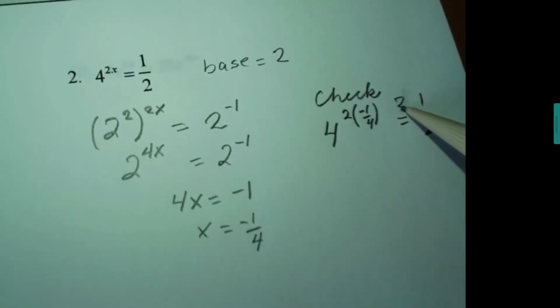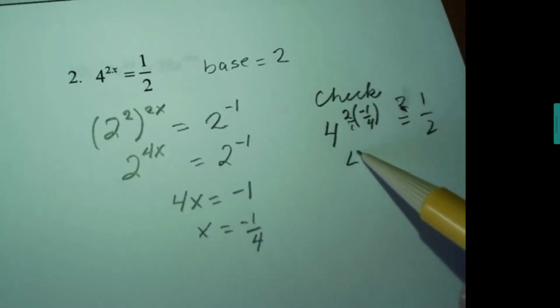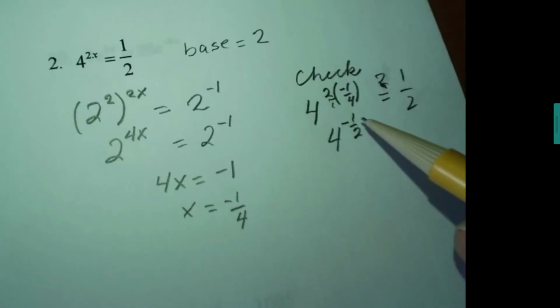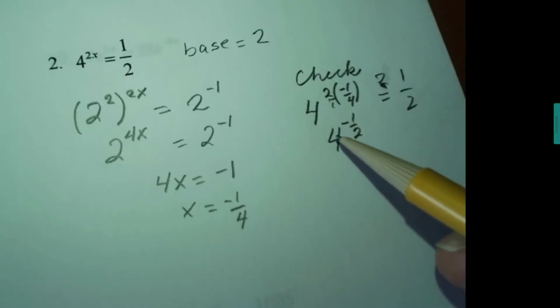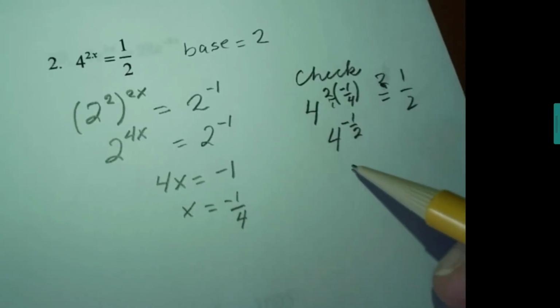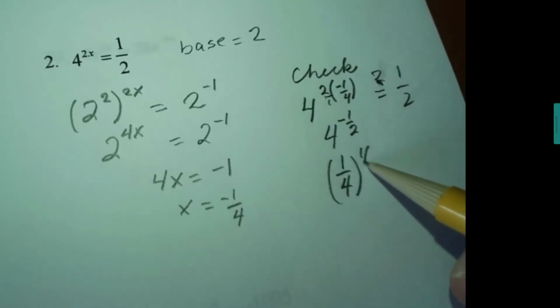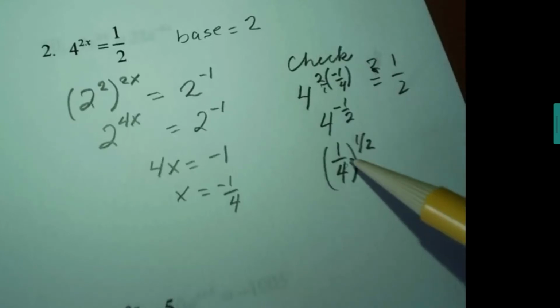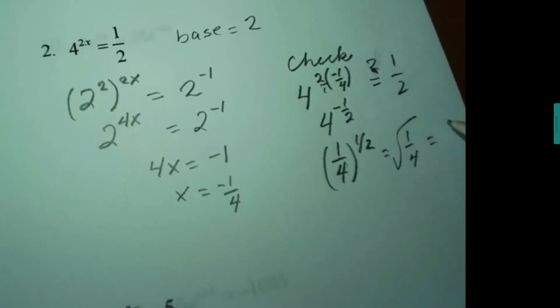Okay, so 2 over 1 here. So we get 4 to the negative 1/2. Do you remember what a negative 1/2 exponent means? The negative means reciprocal of the base. So we could write 1/4 to the 1/2. And then the 1/2 means square root. So what's the square root of a fourth? Square root of a fourth is 1/2.